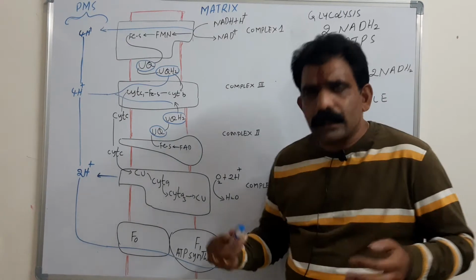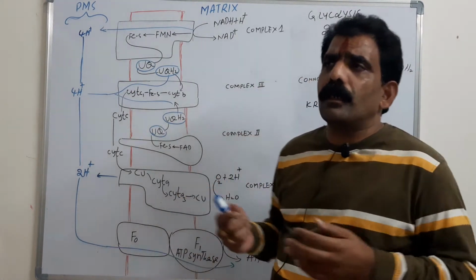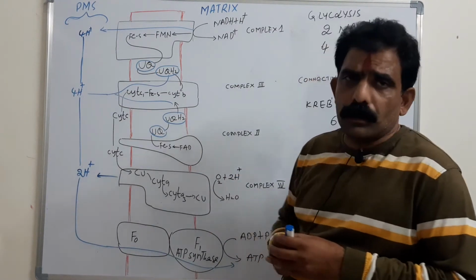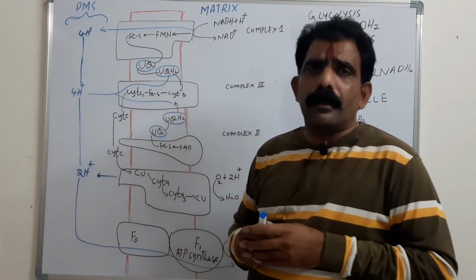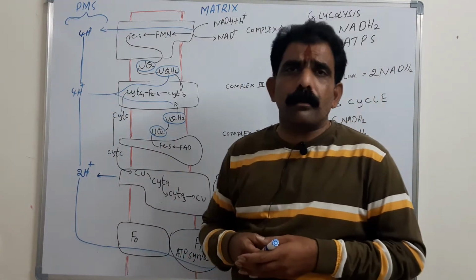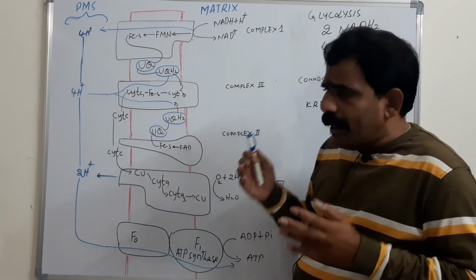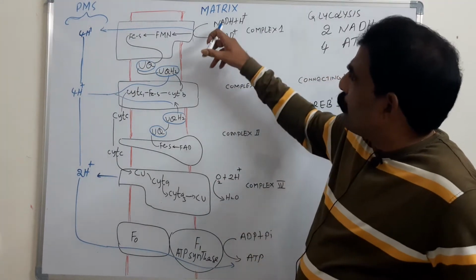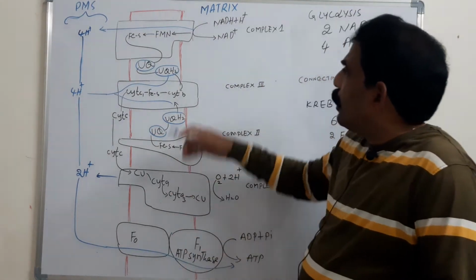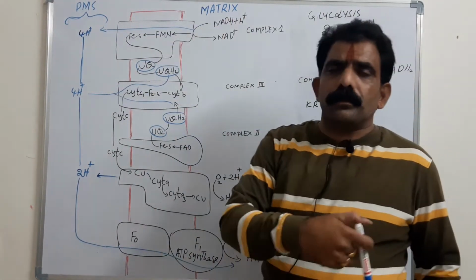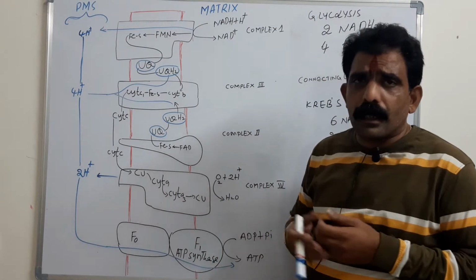Coming to the mechanism of oxidation of NADH2 or FADH2, how does the oxidation take place? Suppose NADH2 is produced in the connecting link reaction, in glycolysis, and also in the Krebs cycle. You take one NADH2. When NADH2 enters the electron transport system, NADH2 gets oxidized. How is NADH2 oxidized? By losing the electrons and protons, otherwise hydrogens.